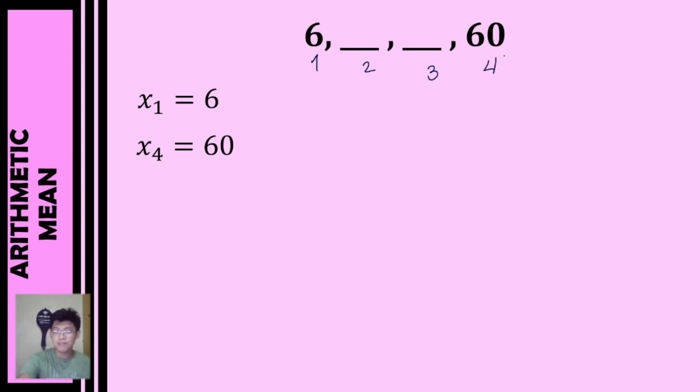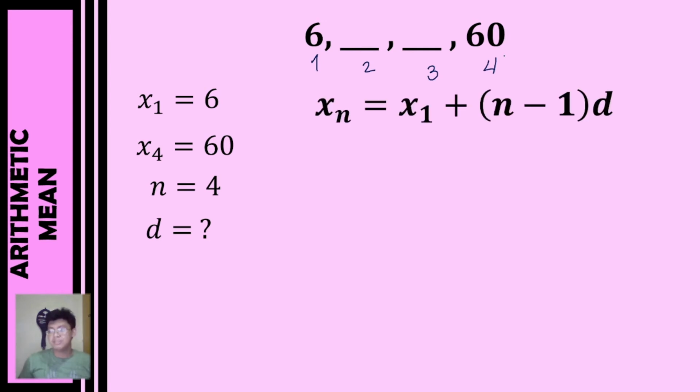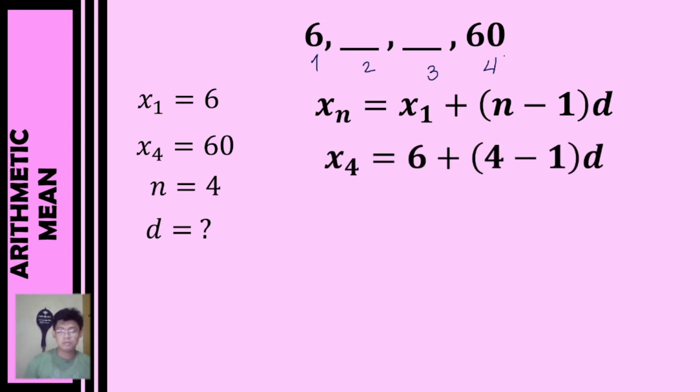Now, since we have 4 terms in this given, we have n is equal to 4. That's the number of terms in our sequence right now. Okay? Now, in order for us to complete this arithmetic sequence, we need to identify or solve common difference. And in order for us to solve it, we will use the arithmetic sequence formula by substituting our given values to our formula. We will have x sub 4 is equal to 6 plus the quantity 4 minus 1 times d.